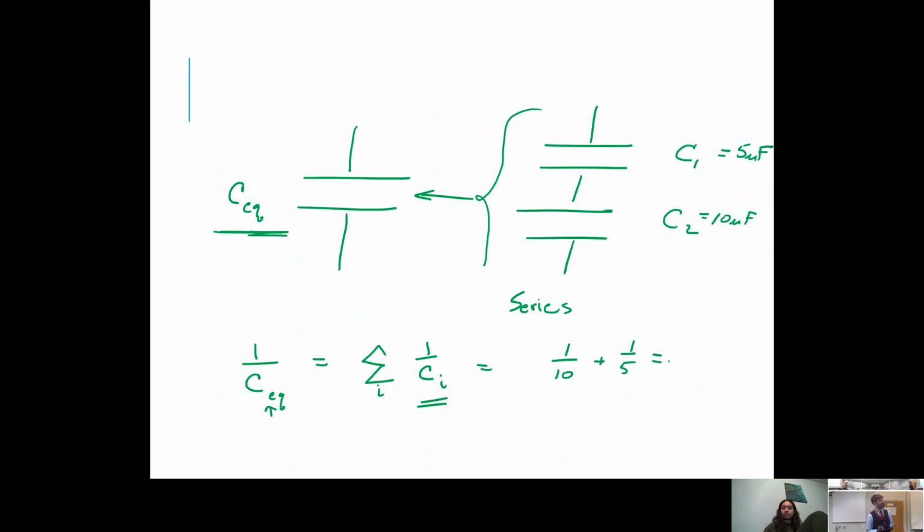So what is this? Common denominator. We get 3/10. And so the equivalent capacitance would need to be 10/3 microfarads. And then again, from the standpoint of the circuit, this would function exactly the same. That's if they're in series.